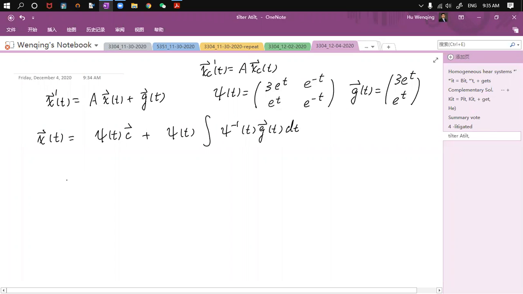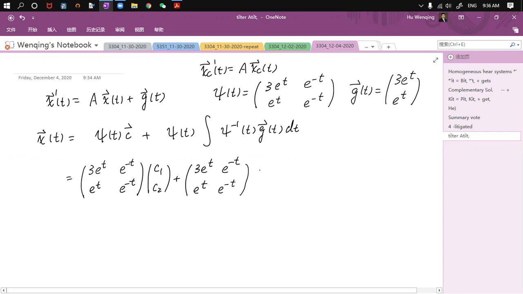Therefore, you can just apply this formula. So we can say that the solution is the matrix with entries 3e^t, e^(-t), e^t, e^(-t), multiplied by the constants c1 and c2, plus the fundamental matrix, which is again 3e^t, e^(-t), e^t, e^(-t), times the integral of the fundamental matrix inverse of t. So what is the fundamental matrix inverse of t? That's going to be the next step.